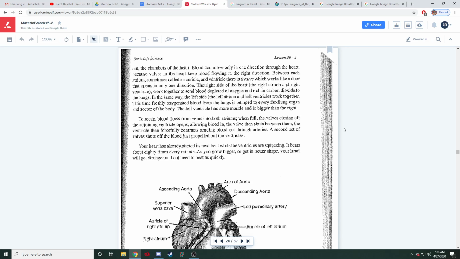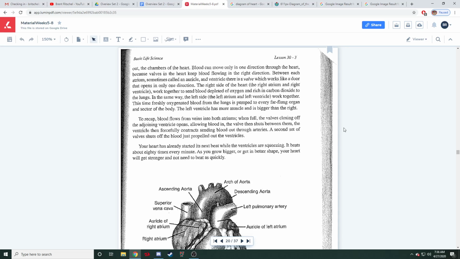Between each atrium, sometimes called an auricle, and ventricle, there is a valve which works like a door that opens in only one direction. The right side of the heart, the right atrium and right ventricle, work together to send blood depleted of oxygen and rich in carbon dioxide to the lungs. In the same way, the left atrium and left ventricle work together. This time, freshly oxygenated blood from the lungs is pumped to every far-flung organ and sector of the body.